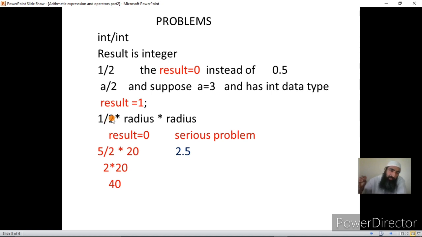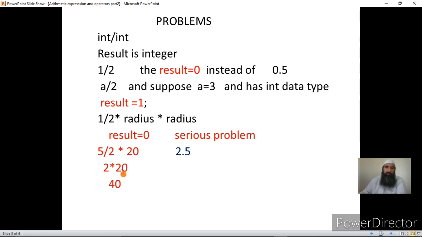This is the important limitation of C, that whenever you do integer by integer, you lose the fraction. Now you will tell me why it is like that. C has been written like that, the compiler has been designed like that. I cannot change the design, but C has provided a way out also, and that way out is called manual typecasting.